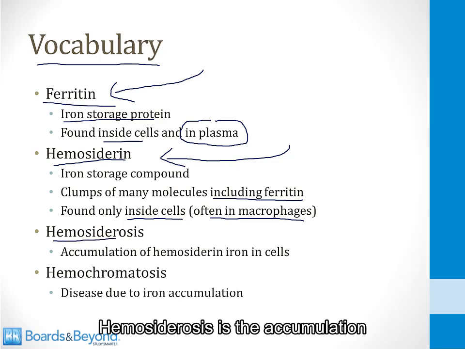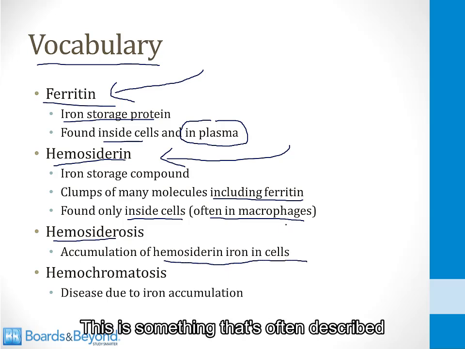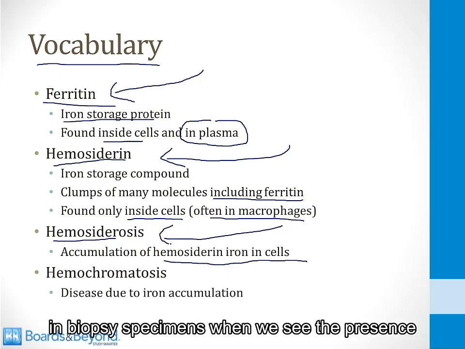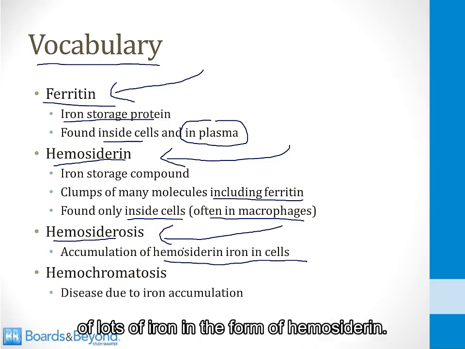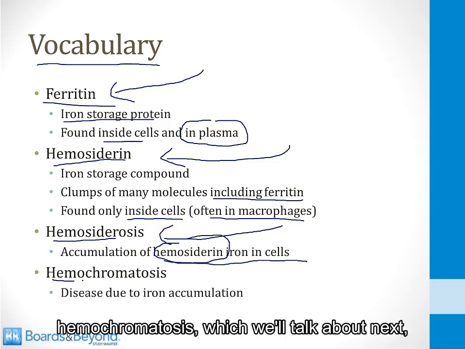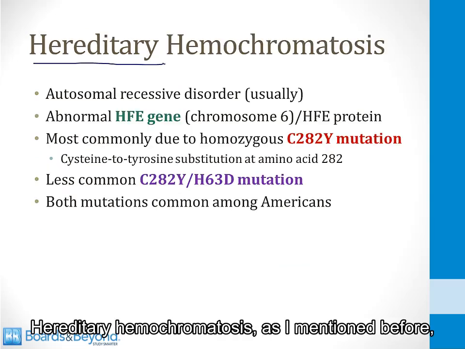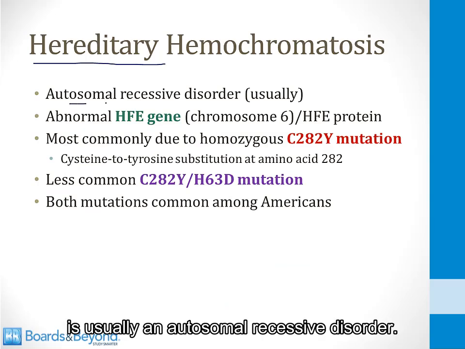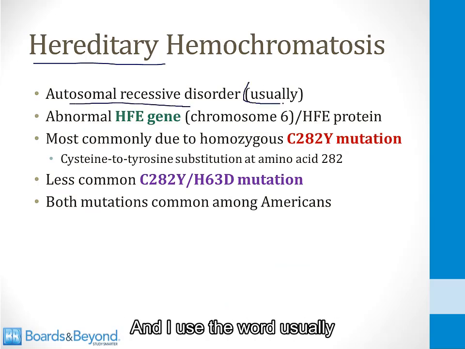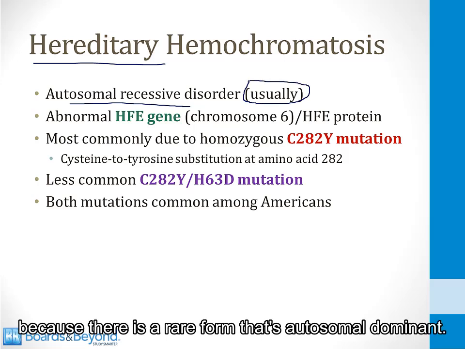Hemosiderosis is the accumulation of hemosiderin inside of cells. This is something that's often described in biopsy specimens when we see the presence of lots of iron in the form of hemosiderin. And then finally, hemochromatosis, which we'll talk about next, is a disease that occurs due to iron accumulation. Hereditary hemochromatosis, as I mentioned before, is usually an autosomal recessive disorder, and I use the word usually because there is a rare form that's autosomal dominant.